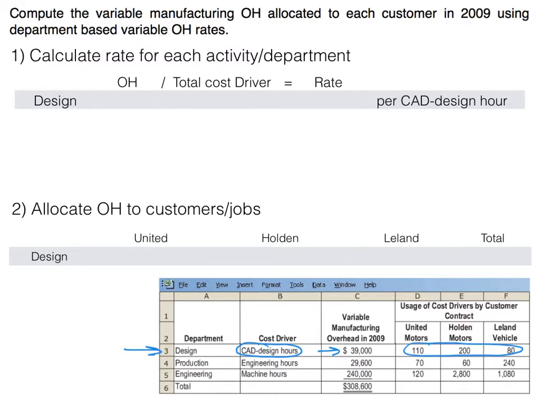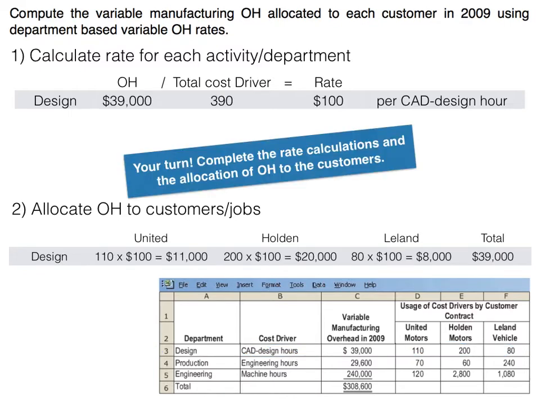So to calculate the rate, we're going to take that $39,000 and divide it by the 390 CAD design hours that design uses. So the 110, the 200, and the 80 all add up to 390. If you add those up, that's the total cost driver for the design department. And when you do that, you find that design is going to be allocated based on a $100 per CAD design hour rate. And now we can allocate design cost.